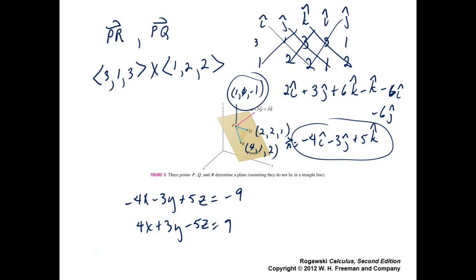Okay? Let's see what we got. 4x plus 3y minus 5z is equal to d for some d. And what d do we choose? 9. Okay, that's it. In this question, it said what point to put in. They told you the 3 points. Okay. Given 3 points, you can come up with the equation of a plane.